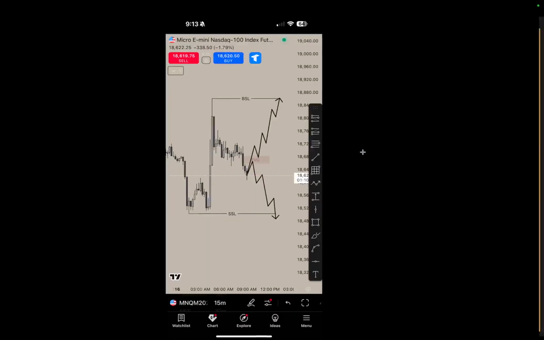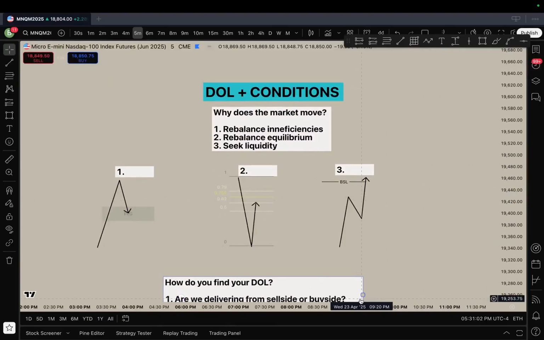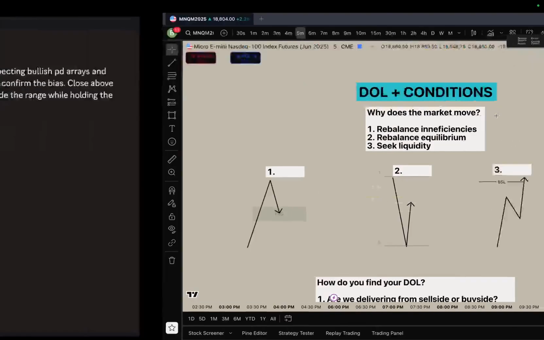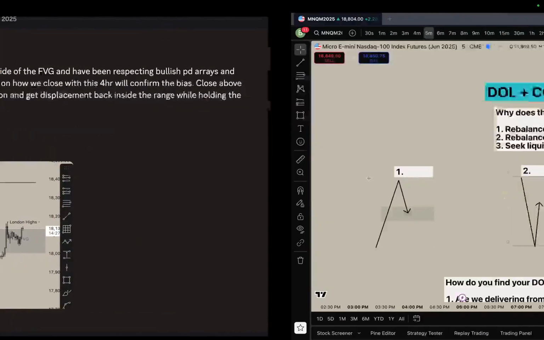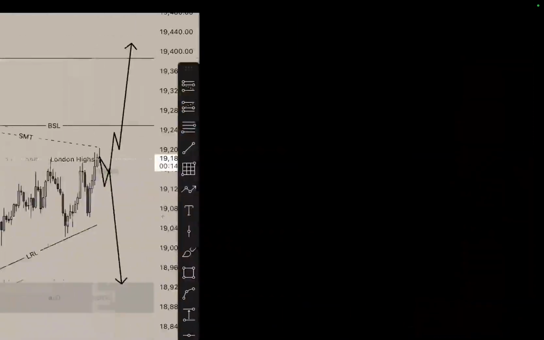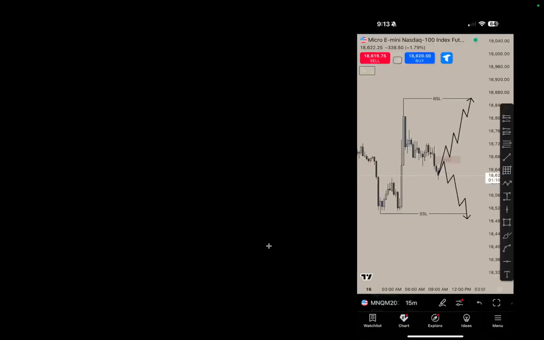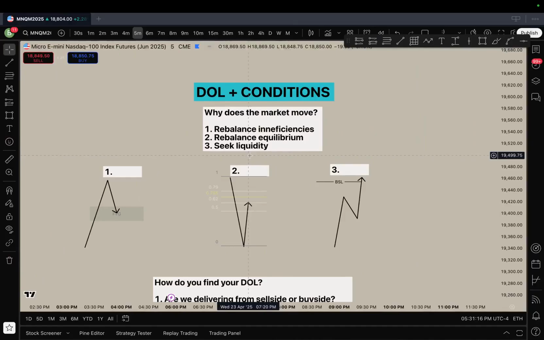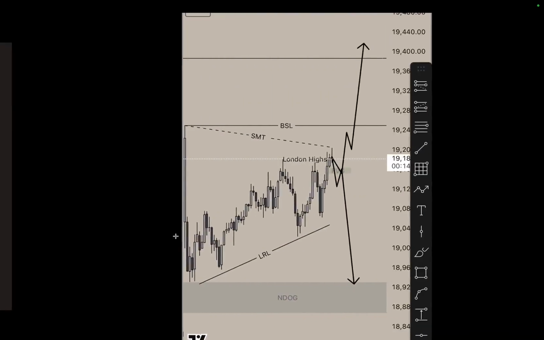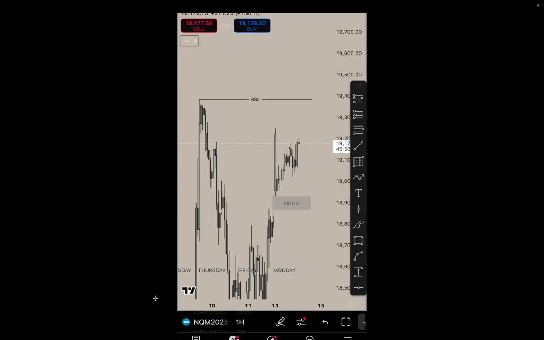Now, what I'm looking at here, going back to the questions we want to ask ourselves: why is the market moving? Well, in this scenario, the market would be moving to not only rebalance inefficiencies, which is what the new day opening gap is, we have an inefficiency right here, but also to seek liquidity. So there are two reasons the market is moving here. We have low resistance liquidity, a bunch of sell stops resting here. And also we have to rebalance an inefficiency, that new day opening gap, okay?